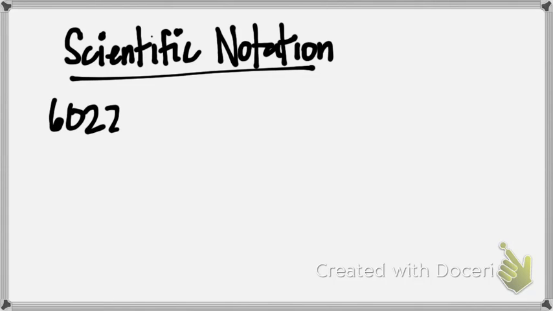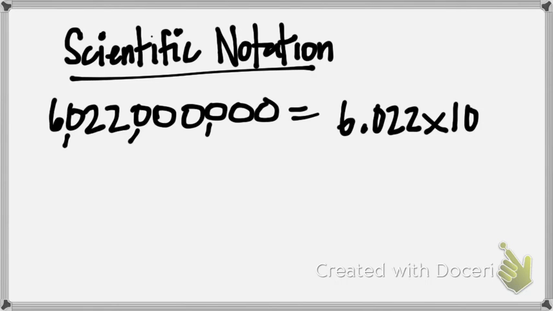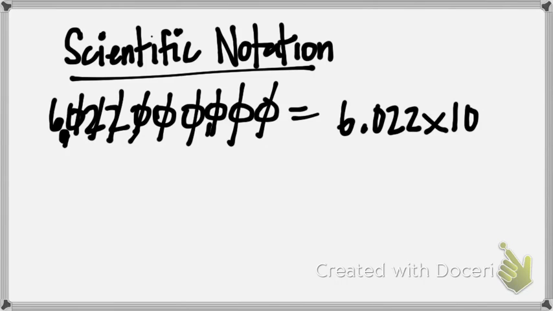So given the number 6022, and let's add a few zeros to it, you've got this very large number, 6022000000. Instead of having to put that into the calculator over and over again, you would use scientific notation and make it 6.022 times 10 to some power. So you would move your decimal to right there, and you would go 1, 2, 3, 4, 5, 6, 7, 8, 9. So it would be 10 to the 9th power. So now your number is 6.022 times 10 to the 9th power.